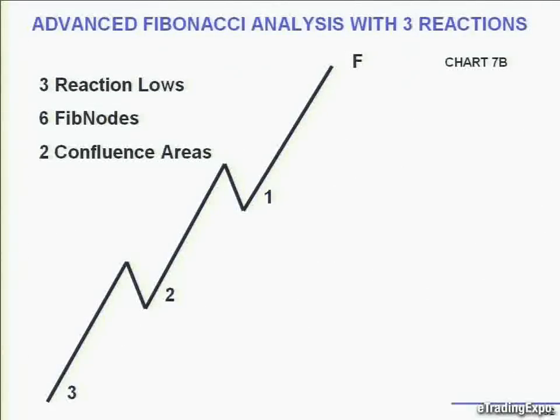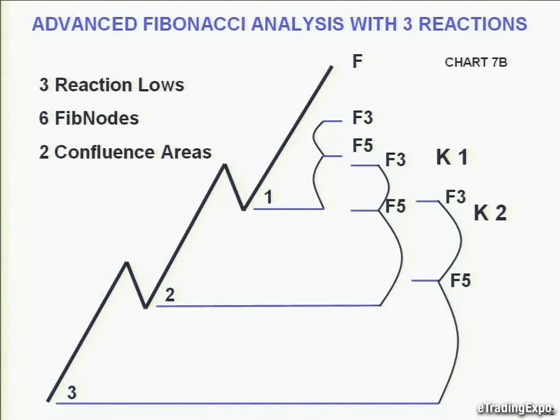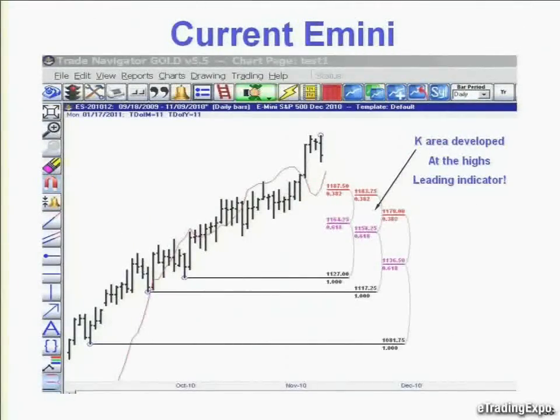Now, if you have 3 reaction lows, you can get 6 fib nodes. You can get two fib nodes, 0.382 and 0.618 between 3 and 1. You can get 2 more between 2 and the focus number, and you can get 2 more between 1 and the focus number. In this case, you have 2 confluence areas. Now, the thing you want to understand about confluence areas in an up move is that they provide tremendously strong support to a market. That's what you want to be aware of.